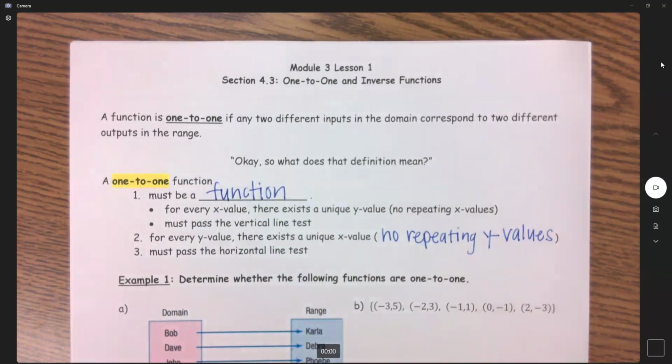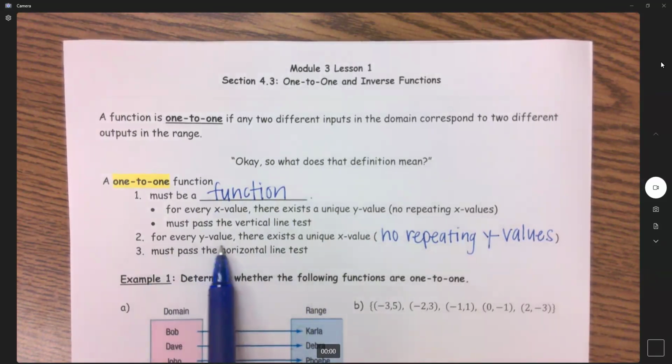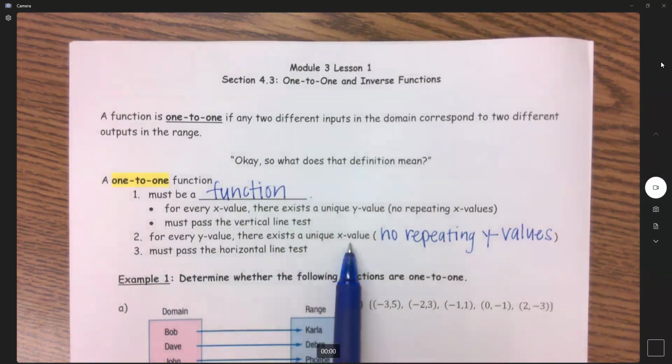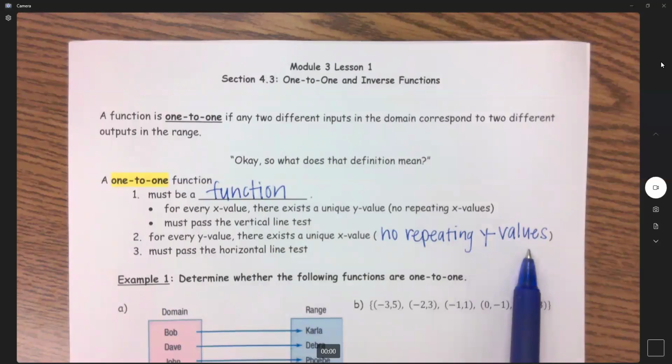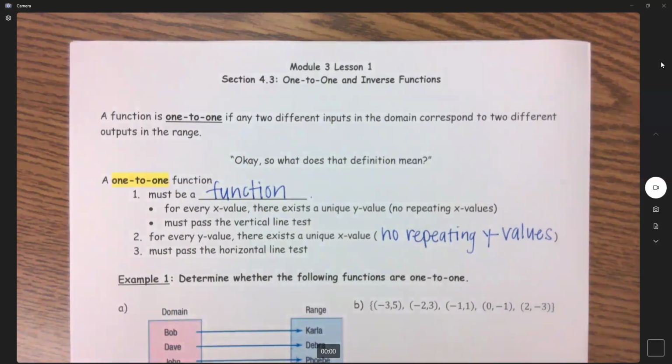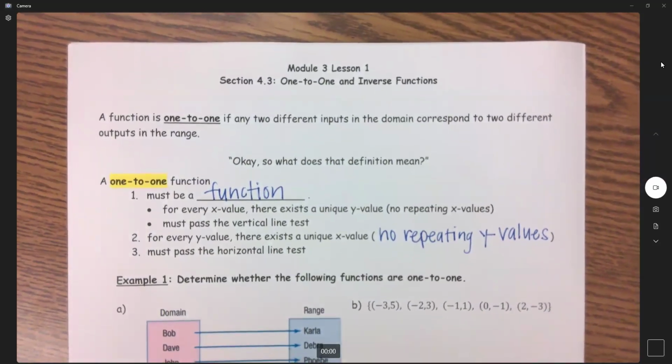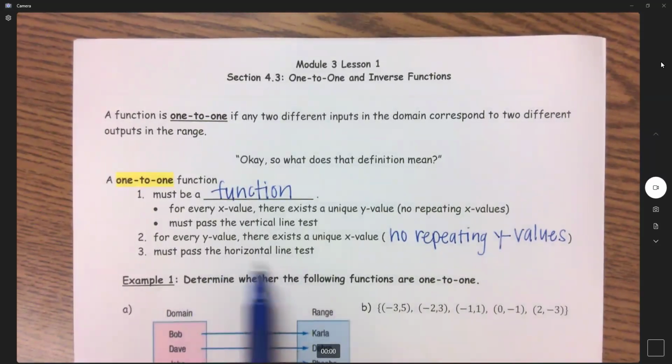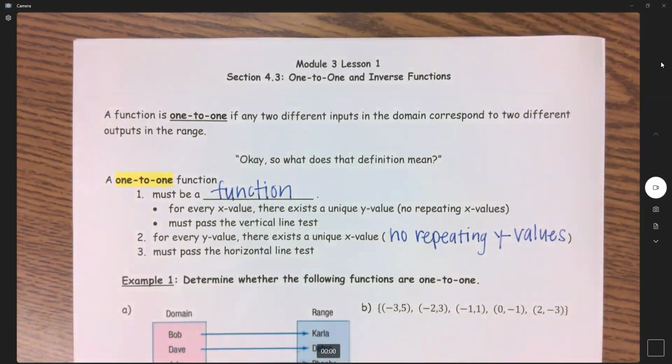Now getting more into that definition, for every y value, there exists a unique x value. So now my y values also can't repeat. And when we are looking at the graph, now it must pass the horizontal line test.